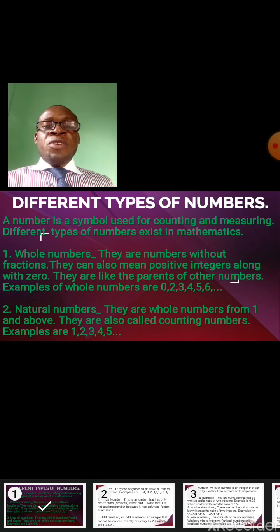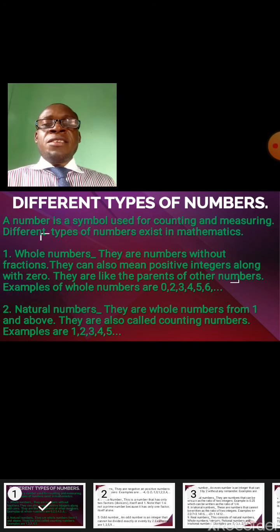Different types of numbers exist in mathematics. They include: 1. Whole numbers. Whole numbers are numbers without fractions. It means they don't have fractional parts. They can also mean positive integers along with 0. They are like the parents of other numbers. Examples of whole numbers are 0, 1, 2, 3, 4, 5, 6, etc.